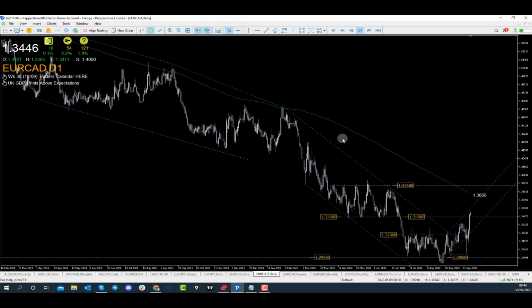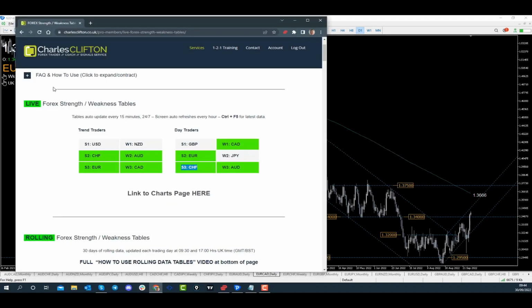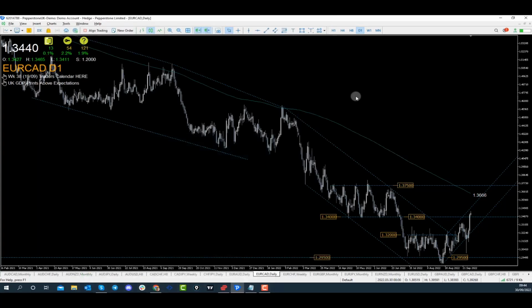EuroCAD really interesting at the moment. So if I bring back in the live forex strength and weakness tables, we can see that euro is starting to show that strength. It's S3 on the trend traders and S2 on the day traders, and then obviously CAD W1 on the day traders. So we want to be looking for that CAD weakness in the market.